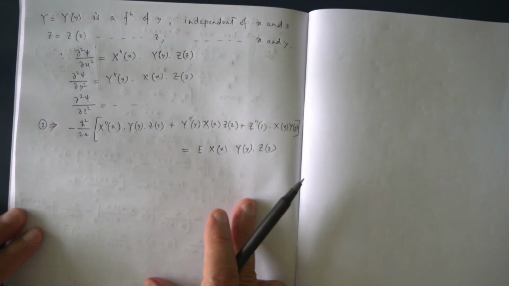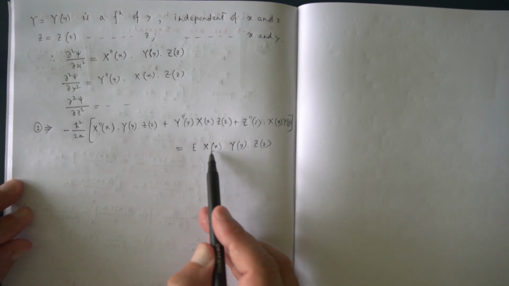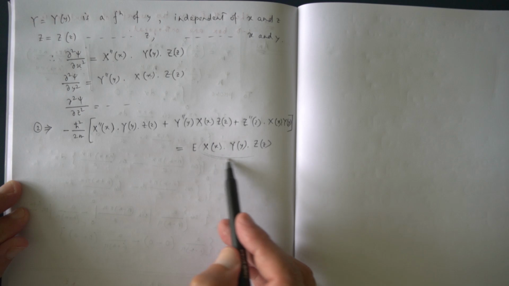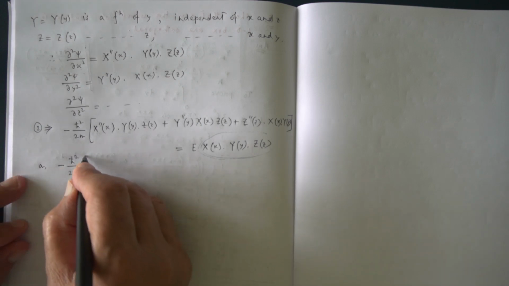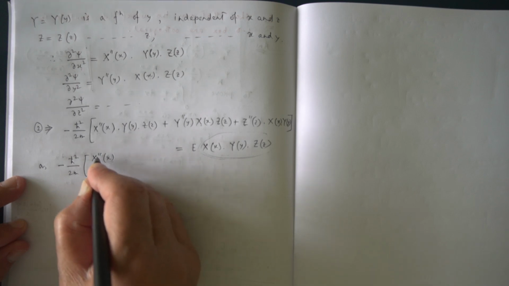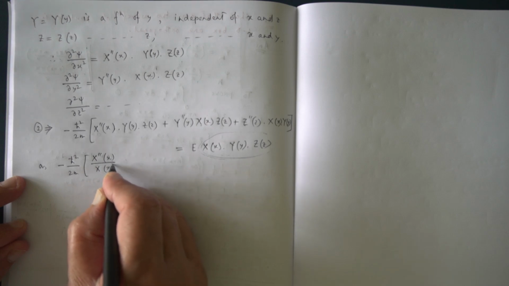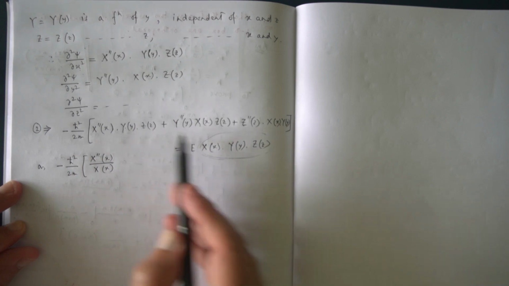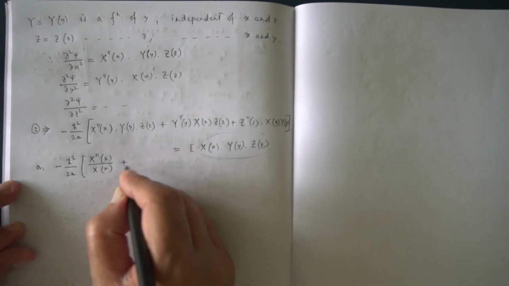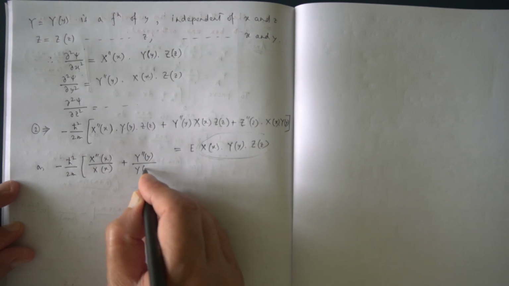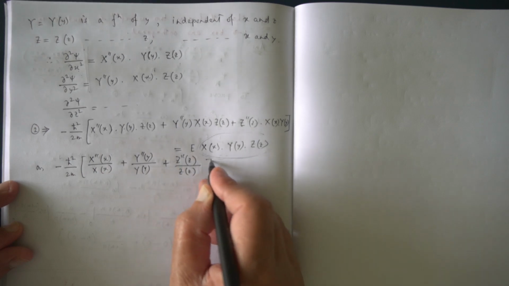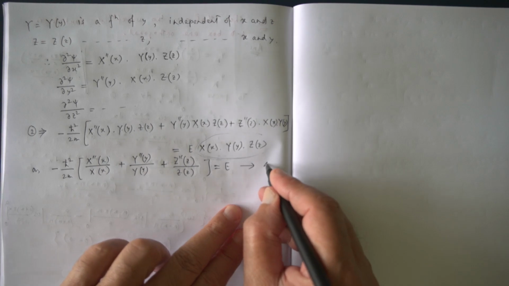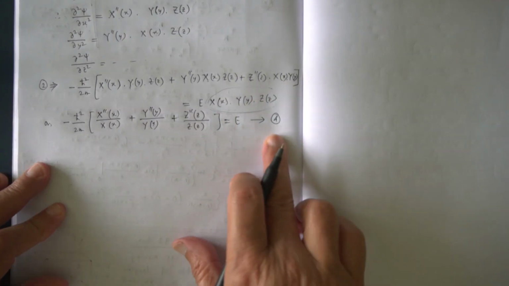Now we divide both sides by X(x) Y(y) Z(z). Dividing both sides by this, we get minus ħ²/2m times X''(x)/X(x), because this will cancel when we divide by this, similarly Y''(y)/Y(y), Z''(z)/Z(z), and this will be equal to E. This is equation number 4. So we have got this equation number 4.